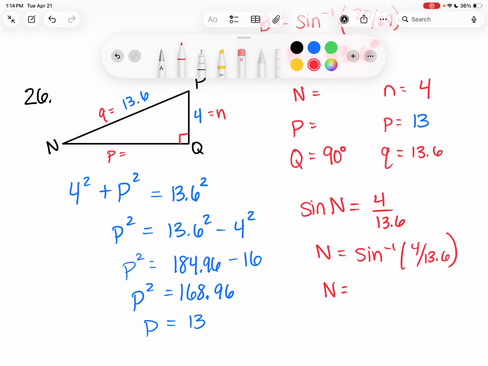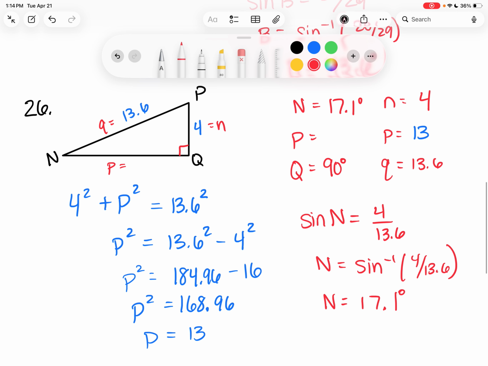Anybody got it? 17.1 degrees. How about Q? How do we want to solve for that one?